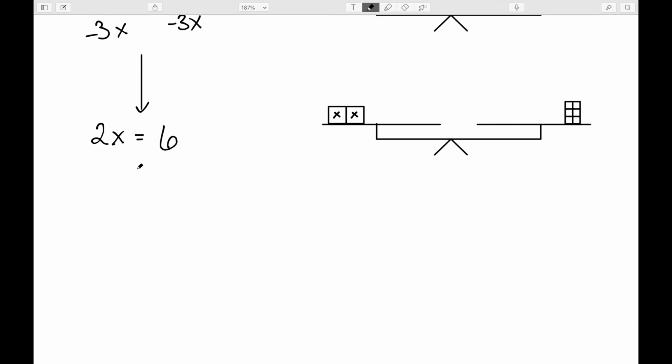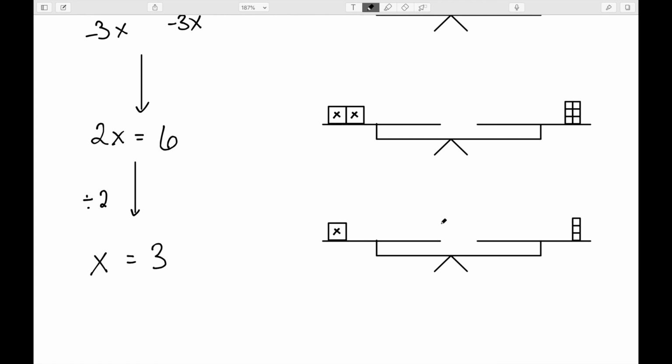The final step would be to divide both sides by 2. If I do that, 2x divided by 2 is x, and 6 divided by 2 is 3. On my pan balance, that would be equivalent to taking half of each side. So divide each side by 2. I took half of this side to get 1x, half of this side to get 3 1s. So we have x equal to 3. So these pan balances can be a very helpful tool to help us visualize what we're doing in the equation.